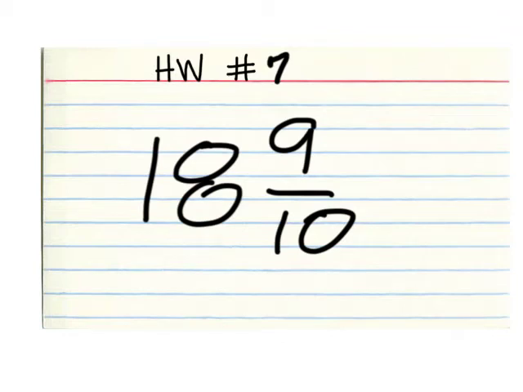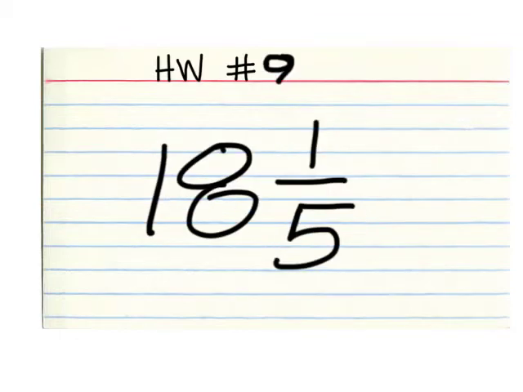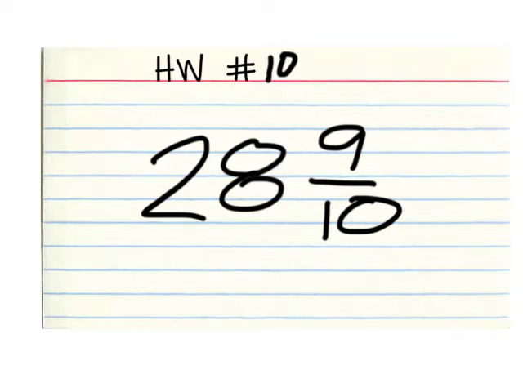7 is 18 9/10. 8 is 15 5/18. 9 is 18 1/5. 10 is 28 9/10.